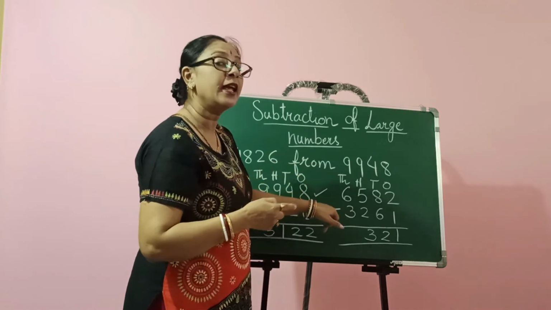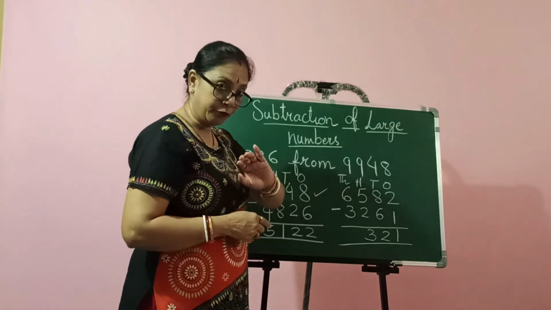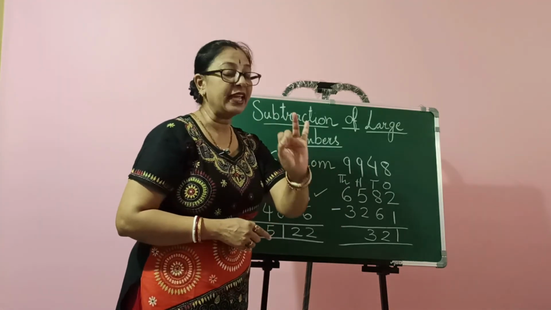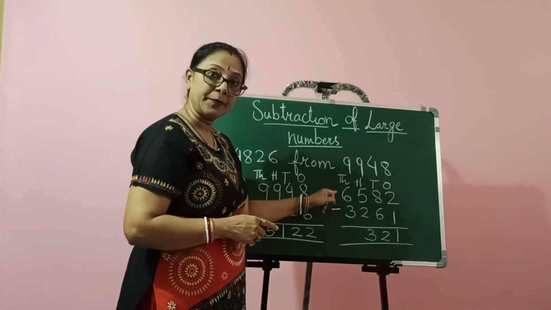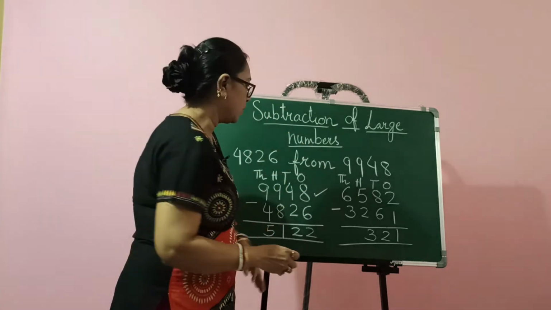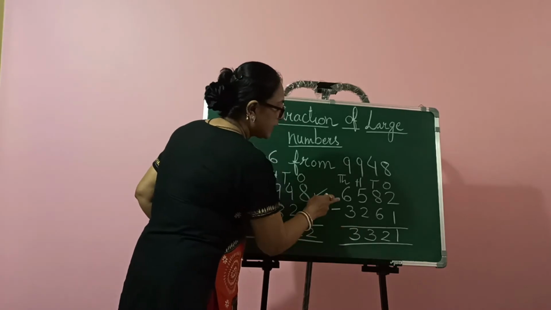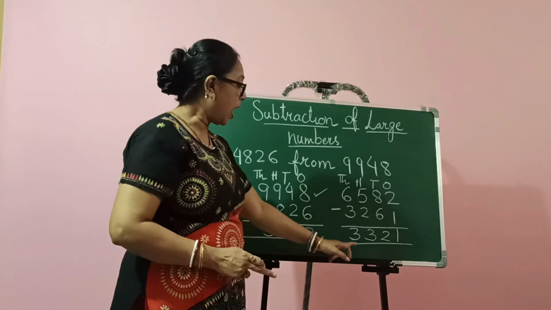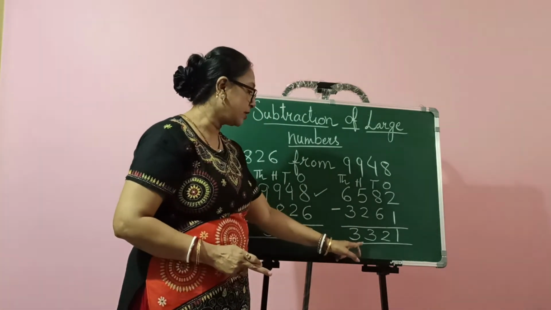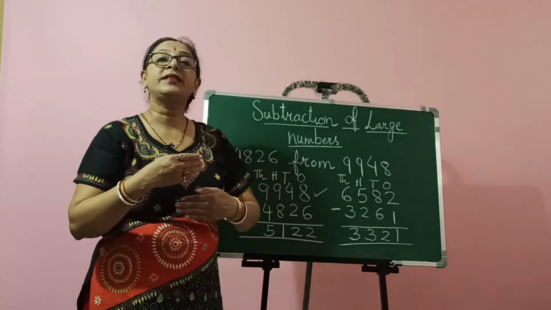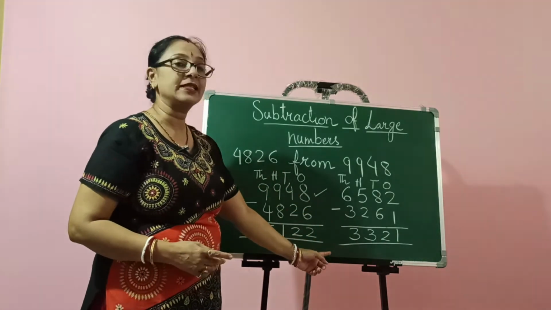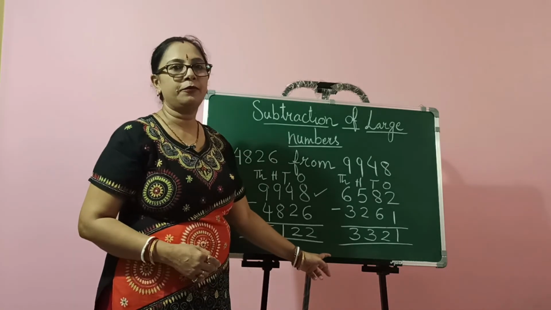What comes after 3? 4. So 4, 5, 6. Stop when you get the larger number. Okay, so we got 3 counts. So we have 6 minus 3, 3. So our difference is 3,321. Whenever we subtract without borrowing, this is the procedure that we follow.